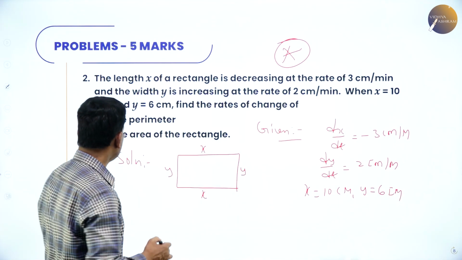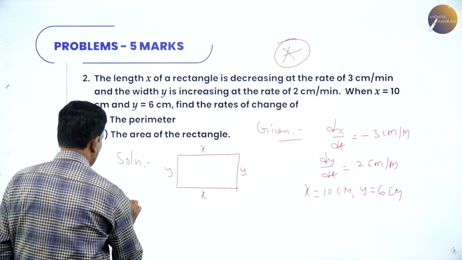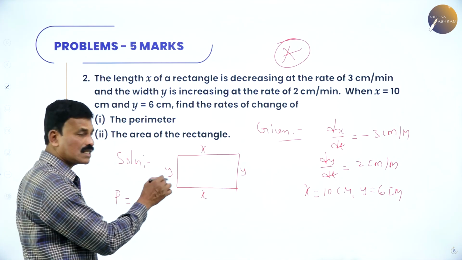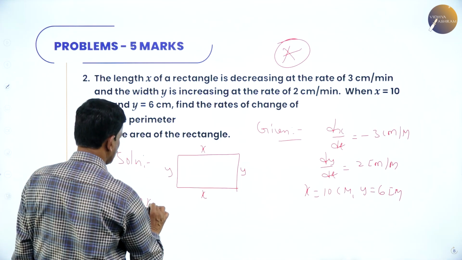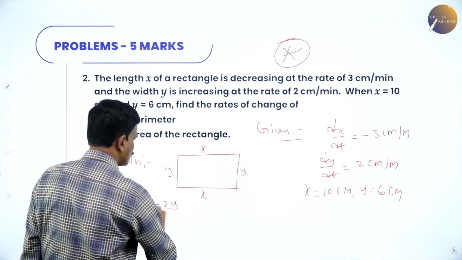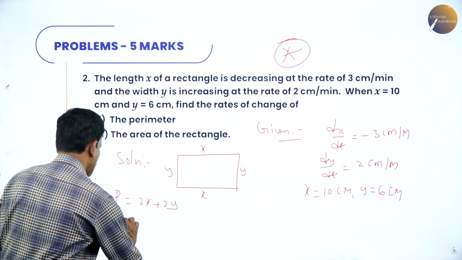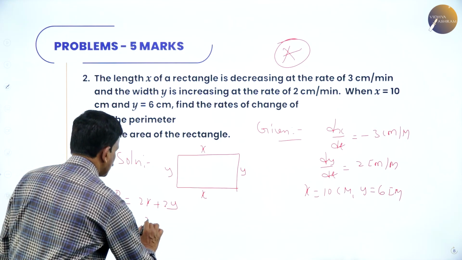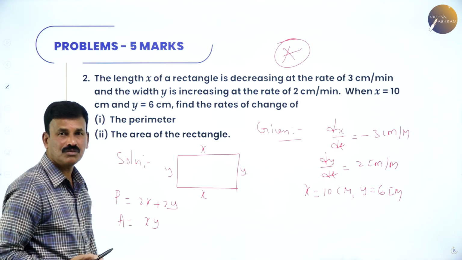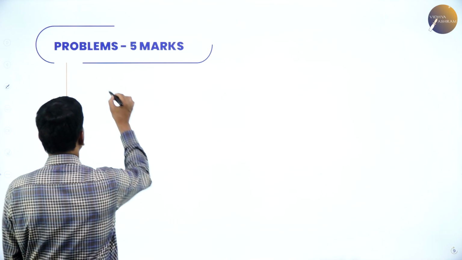Now, let us find out first the perimeter. What is the formula for perimeter? Perimeter is the sum of all the sides: x plus x is 2x, plus 2y. And what is the area? Area is equal to length into breadth, that is equal to x into y. That's it. Now, first one, perimeter.